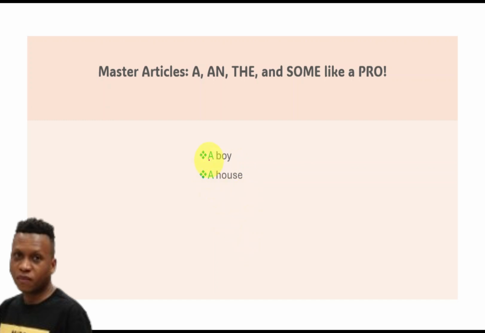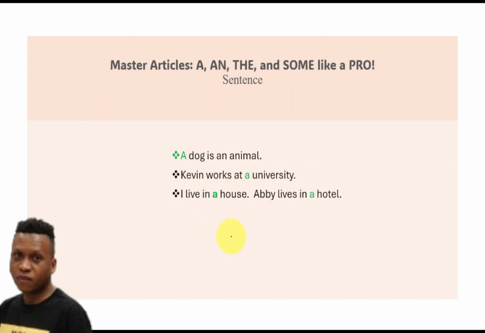So this one is an article. Okay, a dog is an animal. So we link it here. A dog is an animal. Okay. This one, it sounds like, instead of voiceless, it sounds a little bit strong. Okay. Kevin works at a university.